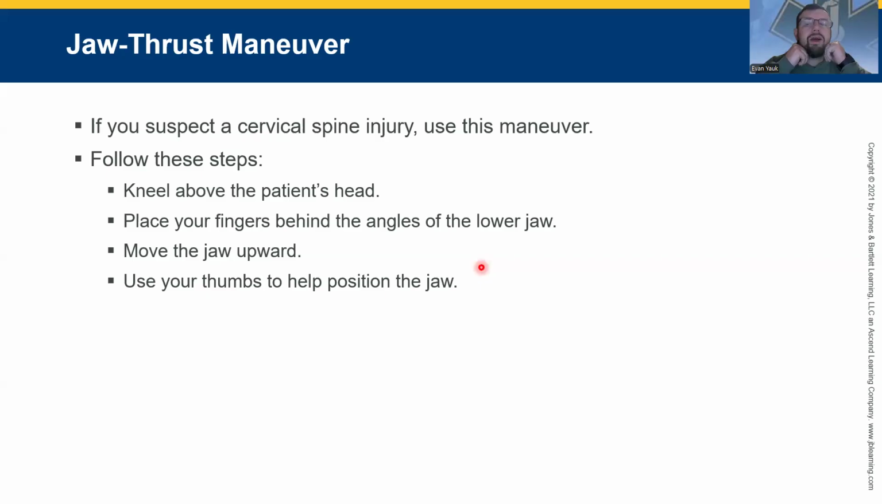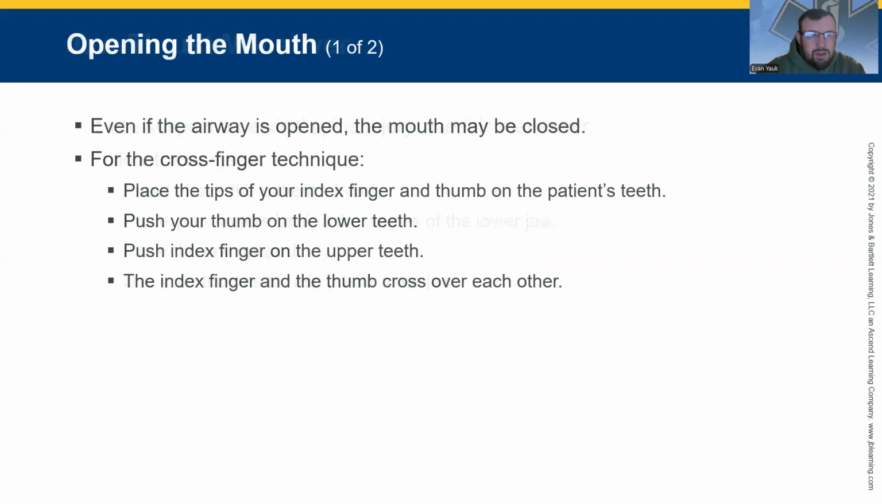So right there on the angle of your jaw, where your jawbone curves, we are going to pop out, we're not popping out the jaw, but we're moving it forward or outward, and it will lift that tongue out of the airway. It is very difficult also on a lot of people. Even though the airway is open, the mouth may be closed. Use a cross finger technique. This is where you take your fingers and go in, you place them on the edge of the teeth, and you twist, and it will open the mouth.